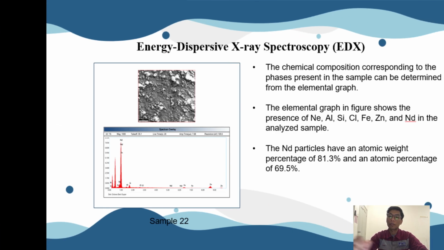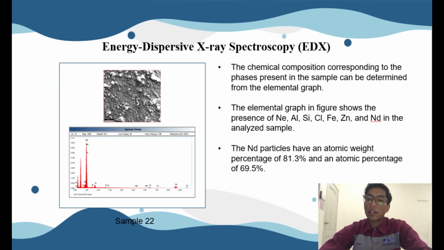in the sample. For energy dispersive X-ray spectroscopy, sample 22, the chemical composition corresponding to the phase present in the sample can be determined from the elemental graph. The elemental graph in the figure shows the presence of neon, aluminium, silicon, chlorine, zinc and neodymium in the analyzed sample. The Nd particles have an atomic weight percentage of 81.3% and an atomic percentage of 69.5%.